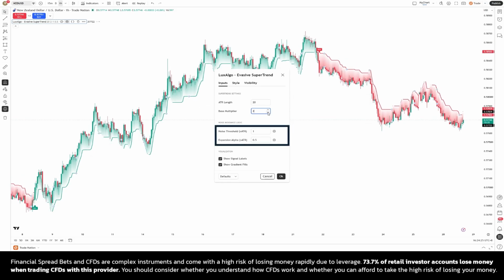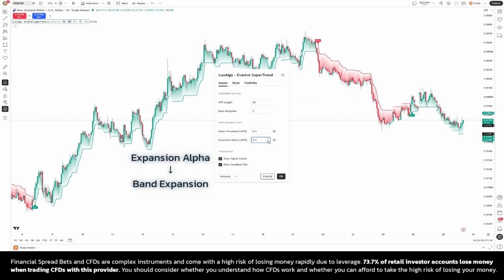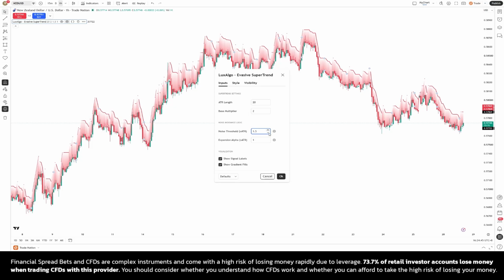The noise threshold and expansion alpha are the key settings that make this version different. The noise threshold defines how close price can get to the band before the evasive logic activates. The expansion alpha controls how far the band moves away when that noise is detected. Higher values make the indicator more resistant to trend changes, while lower values allow it to react more easily.